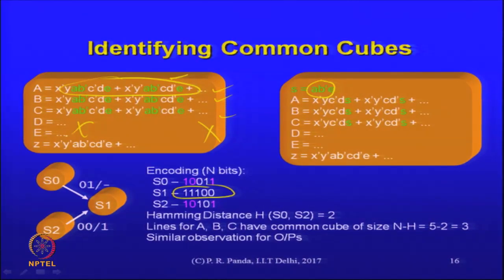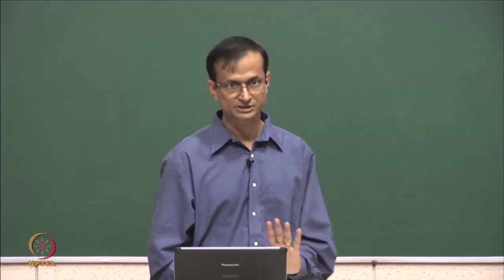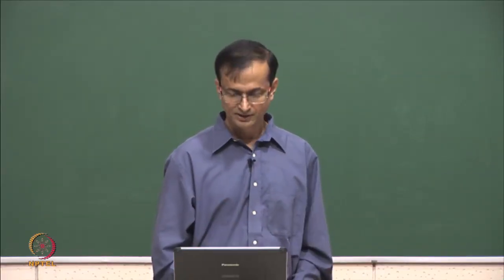Now, the question is, I want to do two things. First is, how much is there in common? That is the size of the common cube. Other is, how many times is that common cube occurring? So, the scaling that I am doing is with the number of times that I expect that common cube to occur. That is the reason for the multiplication.